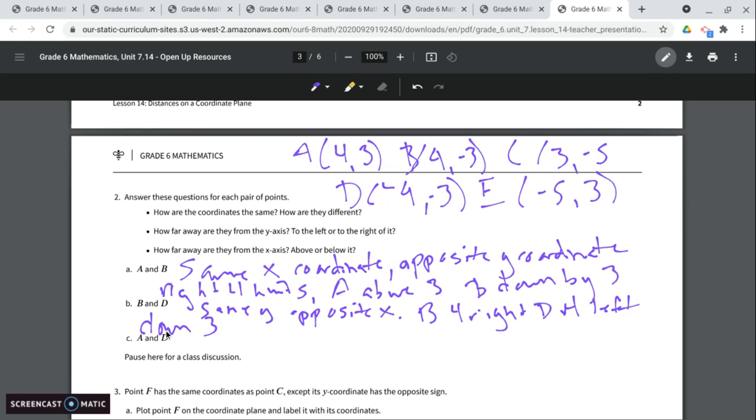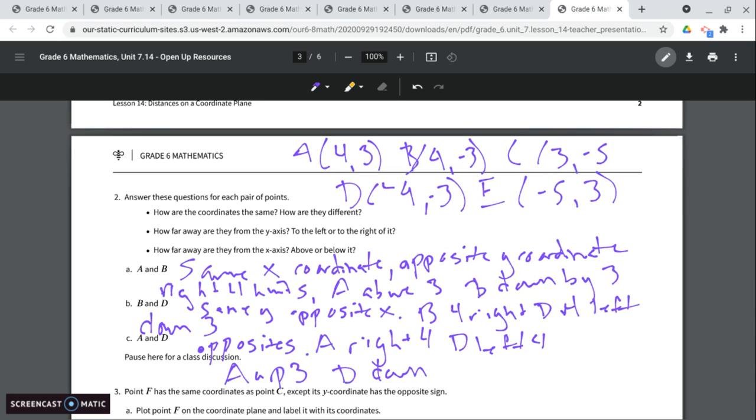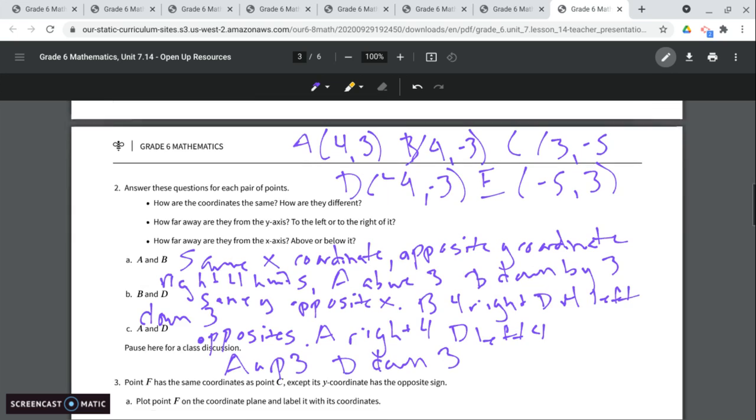All right, and last but not least, A and D. So A and D are opposites. A is right 4, D left 4, A up 3, D down 3. So they have the same value, it's just they're opposites of each other, so negative versus positive.